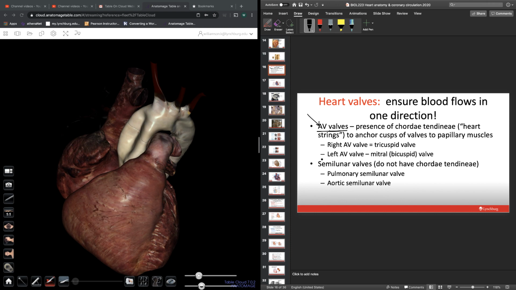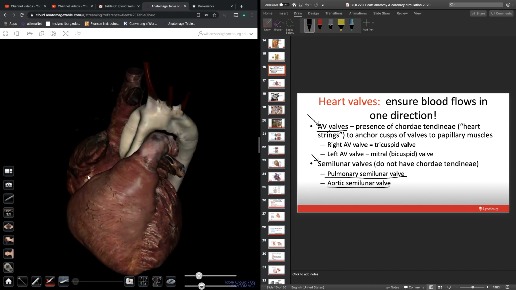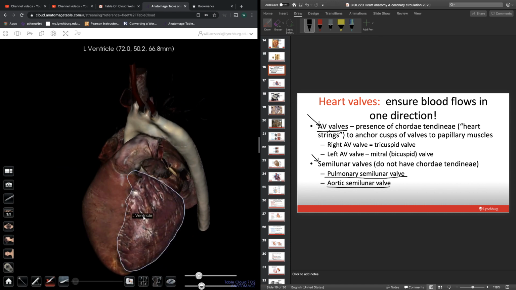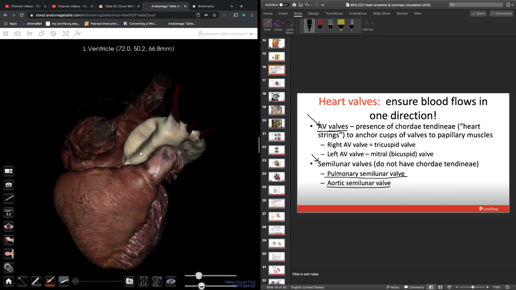Our second set of valves are the semilunar valves. These are valves that are going to be found between the ventricles and the vessels that are leaving each ventricle. We have two semilunar valves. They act as a pair, and they are called the pulmonary semilunar valve, located between the right ventricle and the pulmonary trunk, and the aortic semilunar valve, which is located between the left ventricle and the aorta that's leaving the left ventricle.